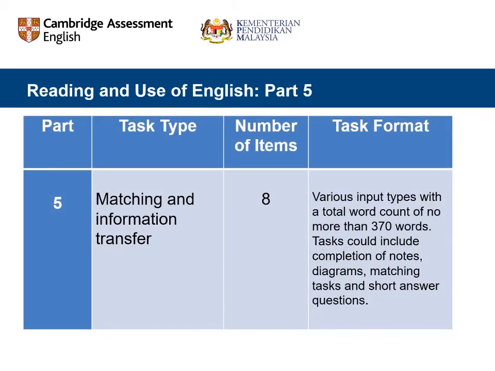Moving on now to Part 5, there are a number of task types that could be present here, including note completion, completing diagrams, matching and short answer questions. The particular example that we will look at has a matching task and an information transfer which involves completing notes. There are 8 items in total.